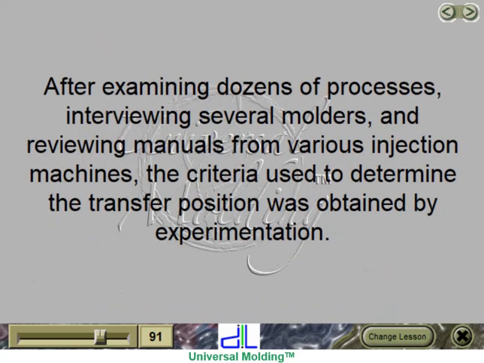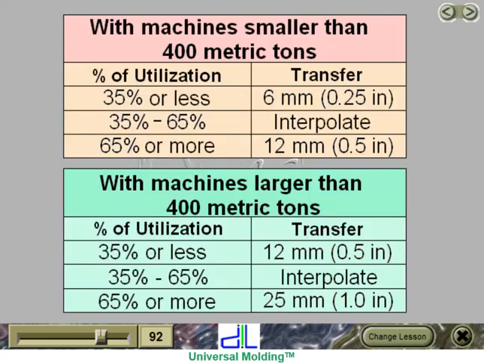After examining dozens of processes, interviewing several molders, and reviewing manuals from various injection machines, the criteria used to determine the transfer position was obtained by experimentation. With machines smaller than 400 metric tons, if the percentage of utilization is 35% or less, transfer will be 6 millimeters or 0.25 inches. If it's between 35 and 65%, you'll need to interpolate. If it's 65% or more, transfer will be 12 millimeters or 0.5 inches.